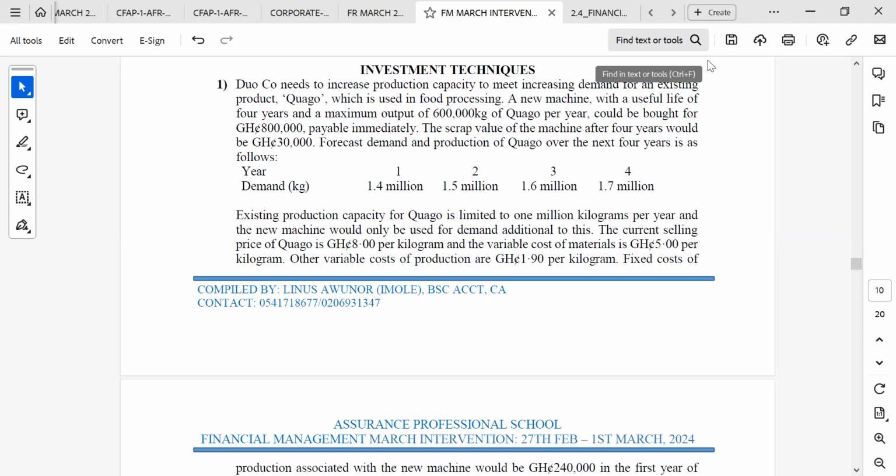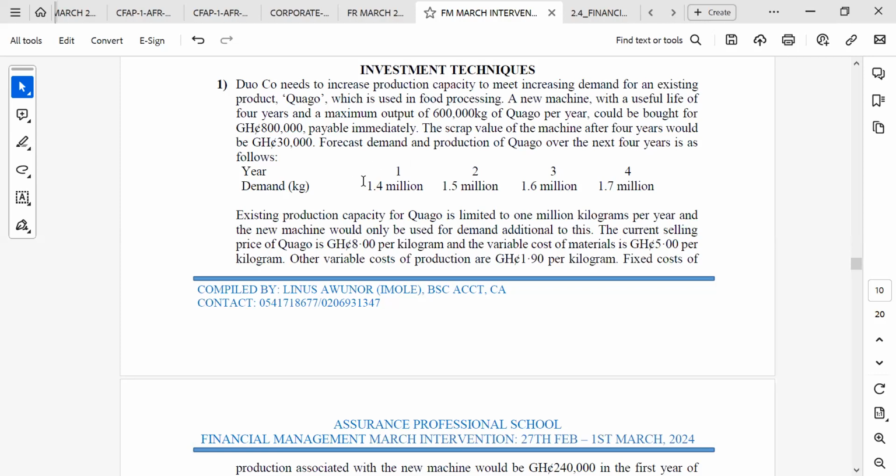Okay, so how much is the cost of the new machine? The cost 800,000. Okay, and what is the maximum output the machine can be able to produce up to what? 600,000. Okay. The machine has a scrap value of what? 30,000. So the forecast demand and production of Kwego over the next 4 years is as follows.